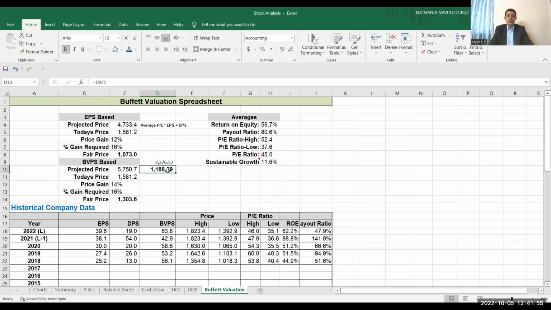So 1188.29 is the price at which we can invest today to expect a return of 16%. But nevertheless, today's price is 1581. So the max we need to wait for is 1303. Below that, probably we can apply the margin of safety again here to then start buying into our shares. So this is the Buffett method of valuating a specific company, and this is a method which I use commonly for most of my stock analysis.